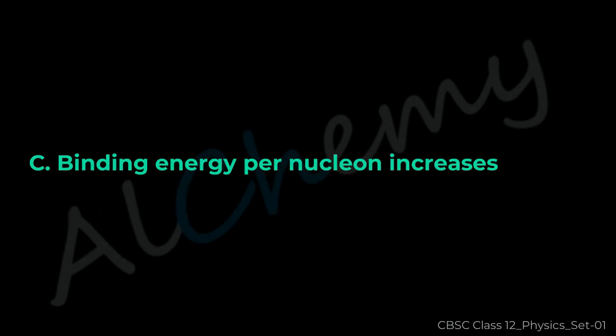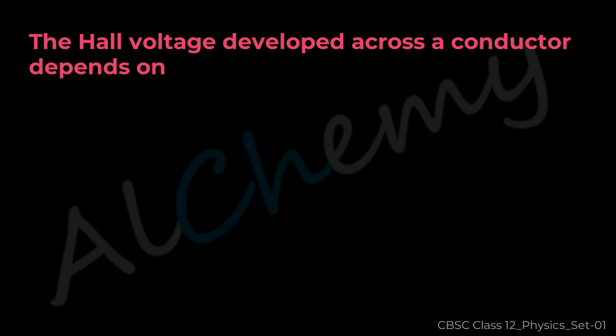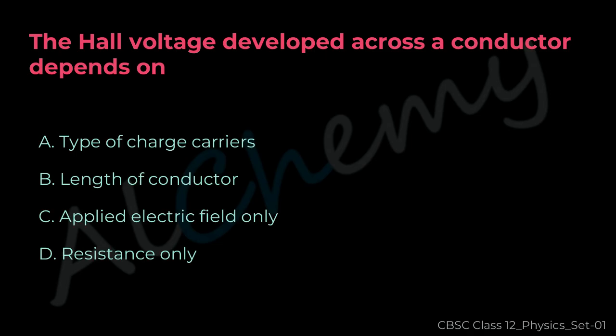The correct answer is C. Binding energy per nucleon increases. Question 51. The Hall voltage developed across a conductor depends on A. Type of charge carriers, B. Length of conductor, C. Applied electric field only, D. Resistance only.